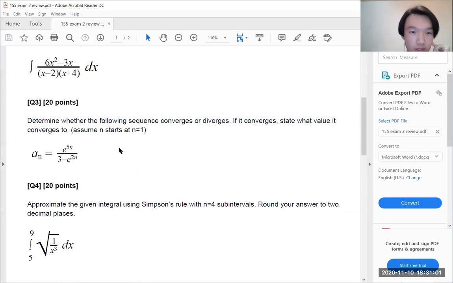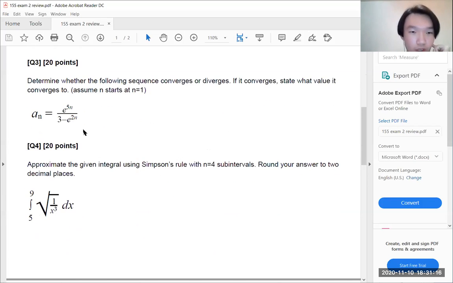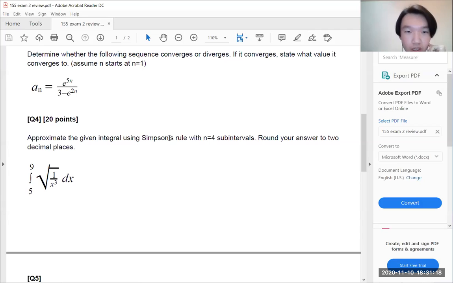Question 3, this is a sequence. So we did a section on sequences, so there will be a question on sequences, and you'll need to know how to decide if sequences converge or diverge. Number 4 is approximating integrals. That one's fine. There are 3 ways that we learned: the midpoint rule, trapezoidal rule, and Simpson's rule. Each of those has its own formula, so just know how to use those formulas for this particular section.